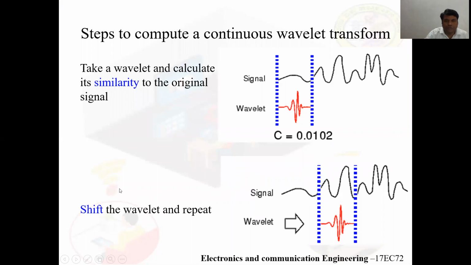0.0102. Shift the wavelet and repeat. Then again you shift it and repeat the same thing. Again you calculate the similarity.